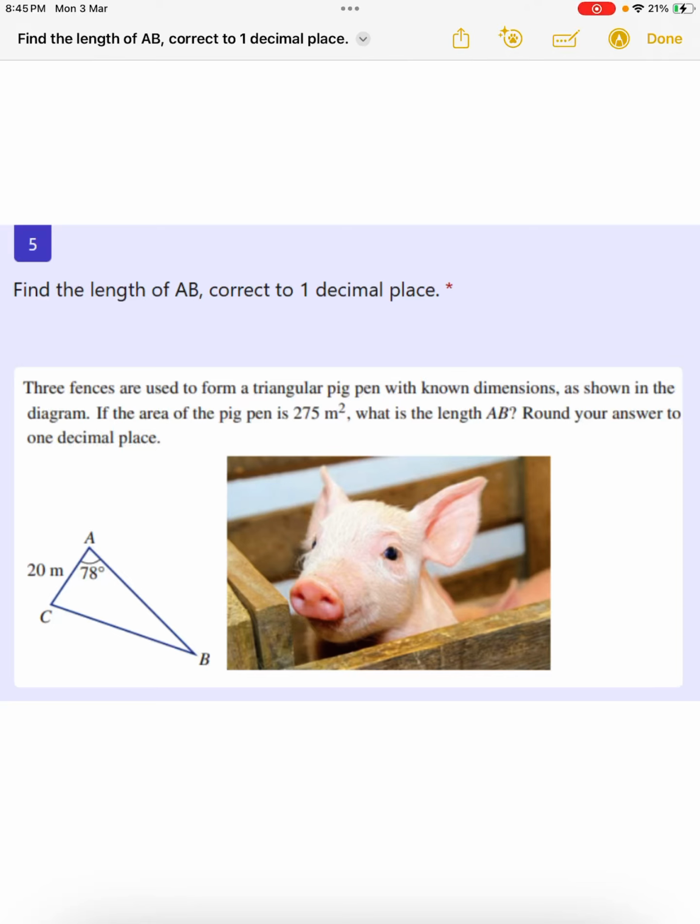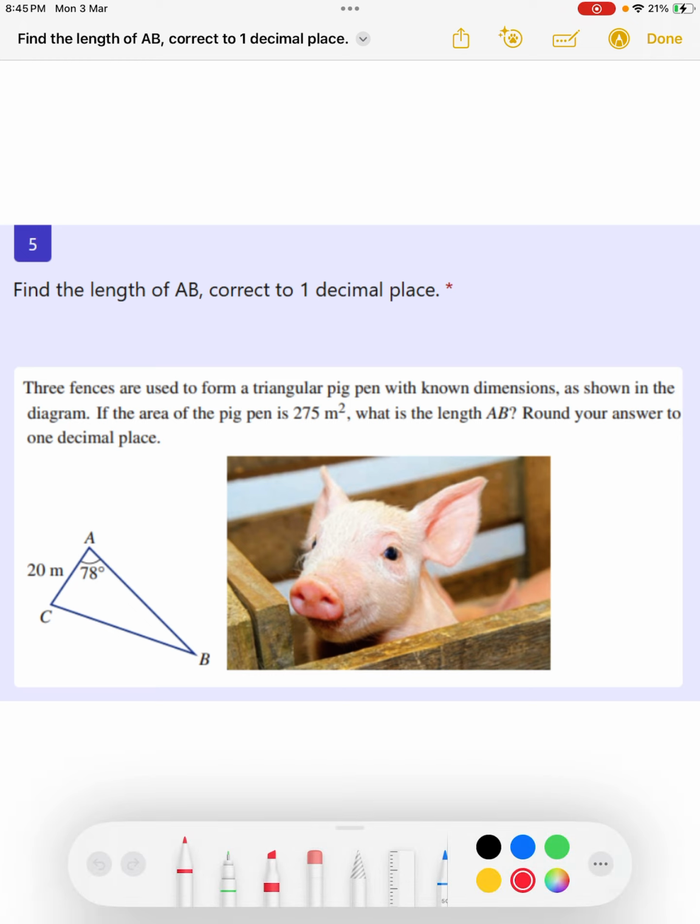Well, thank you for joining me on this question. We're going to be looking for the length of AB correct to one decimal place. Because we've got to round our answer to one decimal place, let's put a little box there and tick it when we've answered to one decimal place.